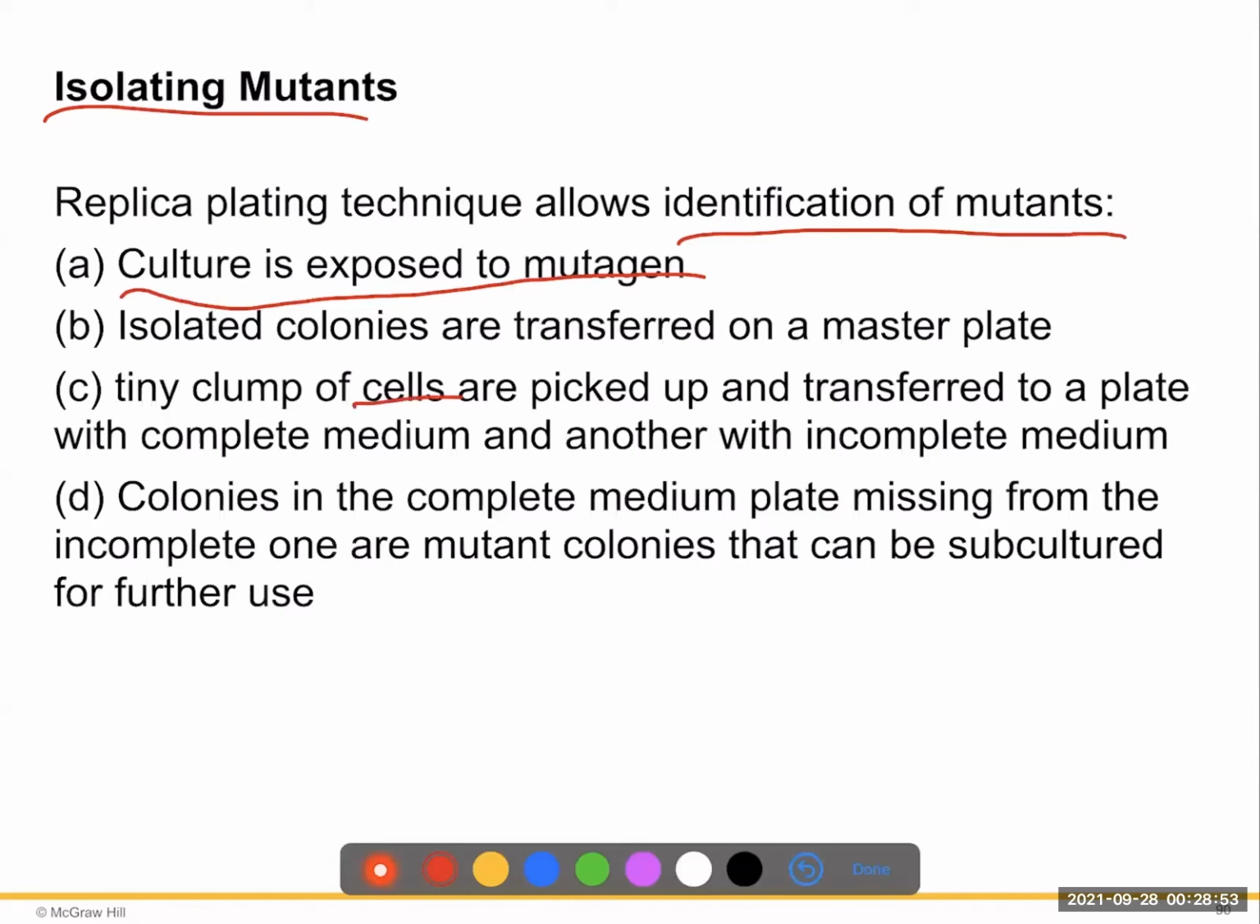Tiny clumps of cells are then picked up and transferred to a plate with a complete medium and another with an incomplete medium. The colonies in the complete medium that are missing from the incomplete one are mutant colonies that can be subcultured for further use. We can identify which colonies have a different genetic makeup by transferring to a different medium.